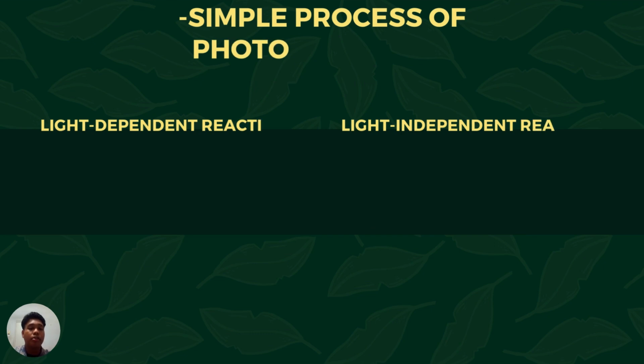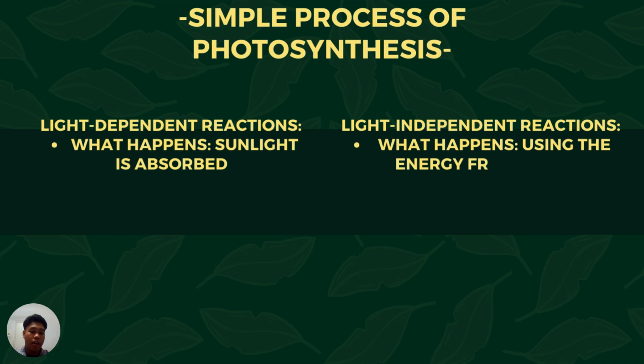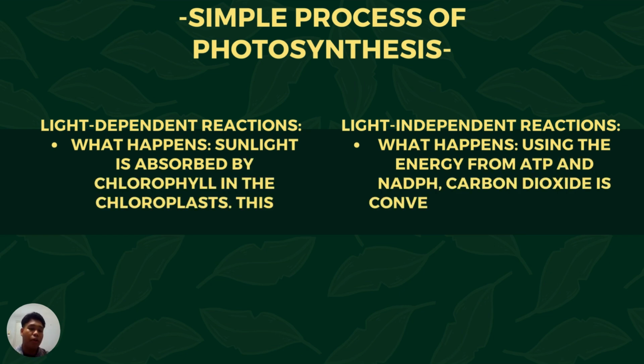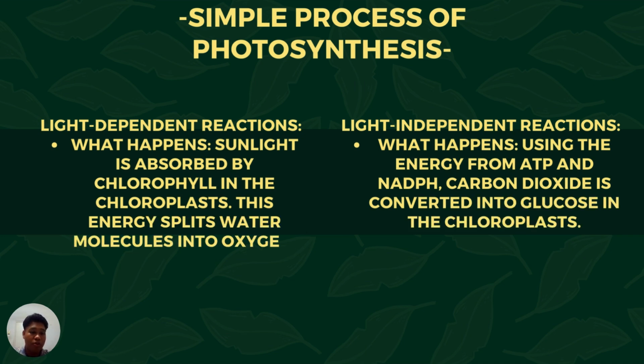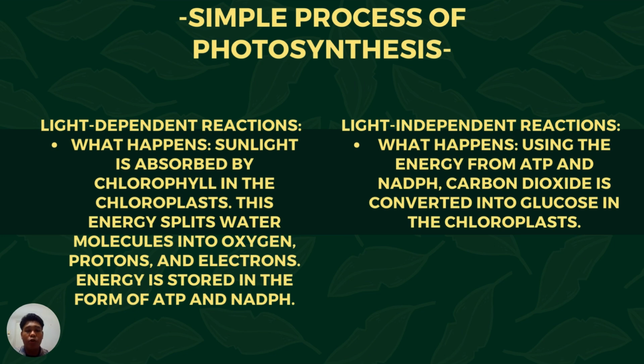So the next is the simple process of photosynthesis. In the light-dependent reaction, sunlight is absorbed by chlorophyll in the chloroplast. This energy splits water molecules into oxygen, protons, and electrons. Energy is stored in the form of ATP and NADPH. The second is the light-independent reaction. What happens? Using the energy from ATP and NADPH, carbon dioxide is converted into glucose in the chloroplast.